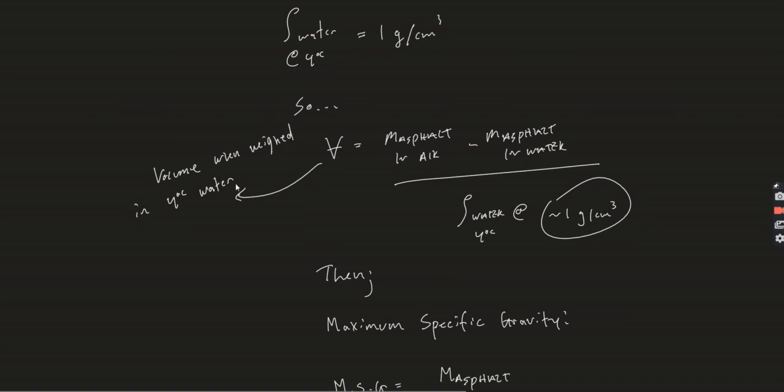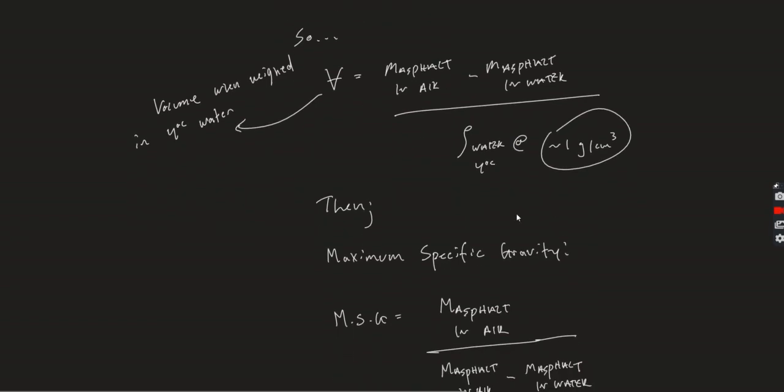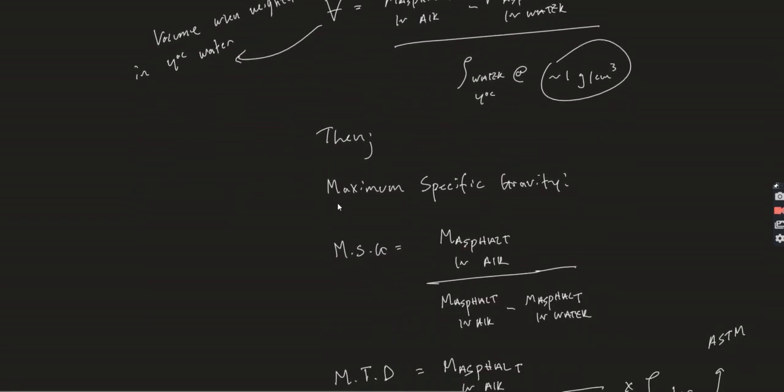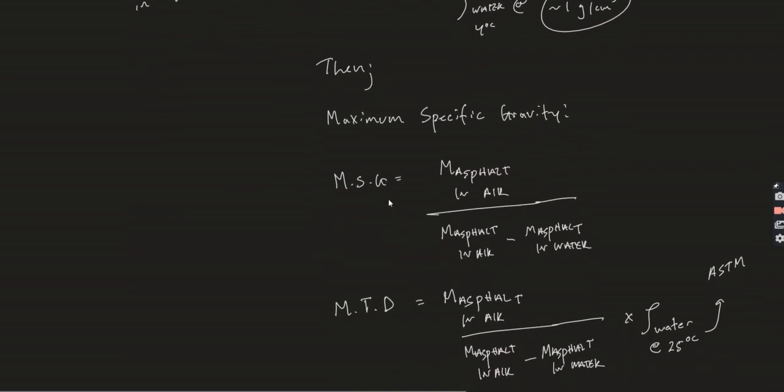Maximum specific gravity will then be the volume, or these two masses subtracted from each other, divided by the density of water at 4 degrees Celsius. So then that makes this just equal to the top term, because this is just 1. It doesn't change. So the maximum specific gravity, MSG, is equal to the mass of asphalt in air divided by the mass of asphalt in air minus the mass of asphalt in water, because this is the same.